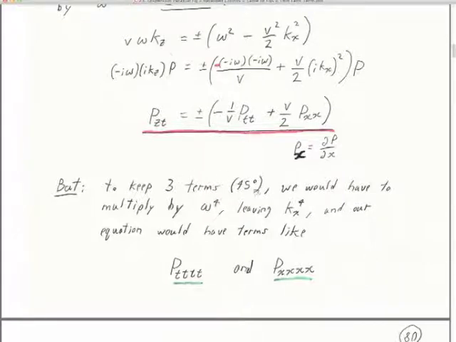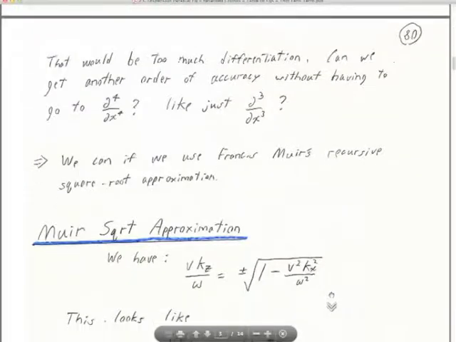Okay, so to keep the three terms, we would call that a 45 degree equation. It's capable of getting dips up to 45 degrees. We would have to multiply by omega to the fourth power, and that would leave kx to the fourth, and our equation would have terms like p sub tttt, the fourth derivative of p over dt to the fourth, and also p sub xxxx. And that's a lot of differentiation. So can we get another order of accuracy without having to go to the fourth derivative? Can we work the third derivative in there for a little more accuracy, without having to go all the way to the fourth derivative?